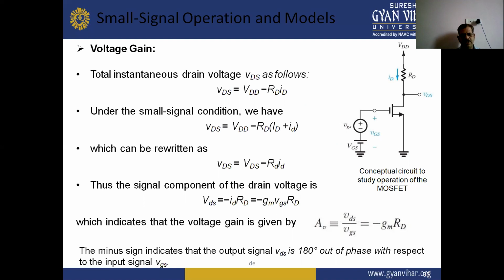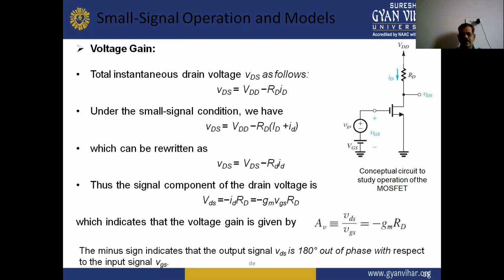So the signal component of the drain voltage is vds equal to minus id RD, or equal to minus gm vgs RD, which indicates that the voltage gain Av, that is small vds upon vgs, is equal to minus gm RD. The minus sign indicates that the output signal vds is 180 degrees out of phase with respect to the input signal vgs.